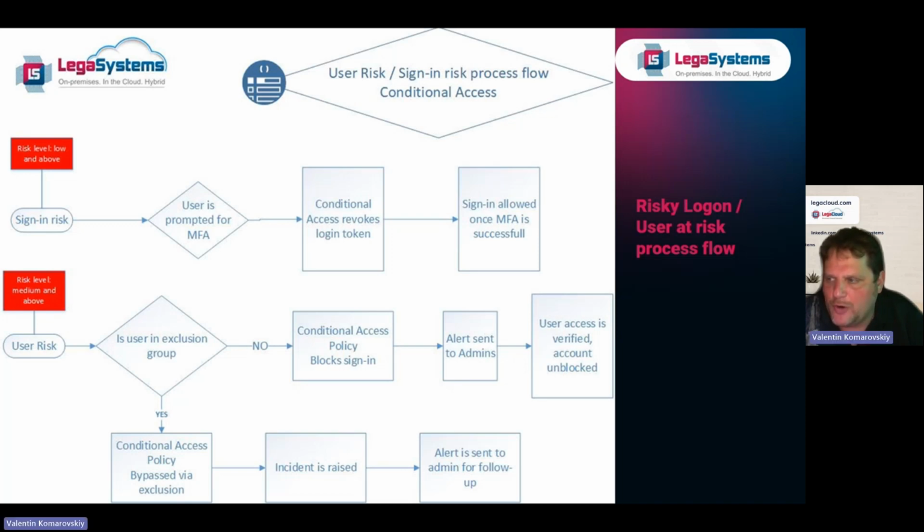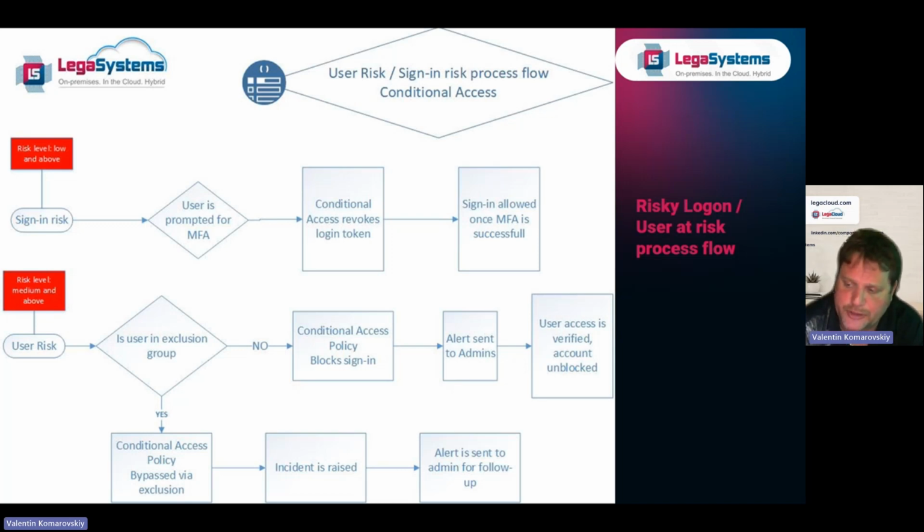Their old token will be revoked, a new token will be issued with a new MFA, and then the user will be allowed to sign in. For medium and above user risk, I would create an exclusion group and create a conditional access bypass policy for executives so that you're not blocking their access and you're not annoying them.